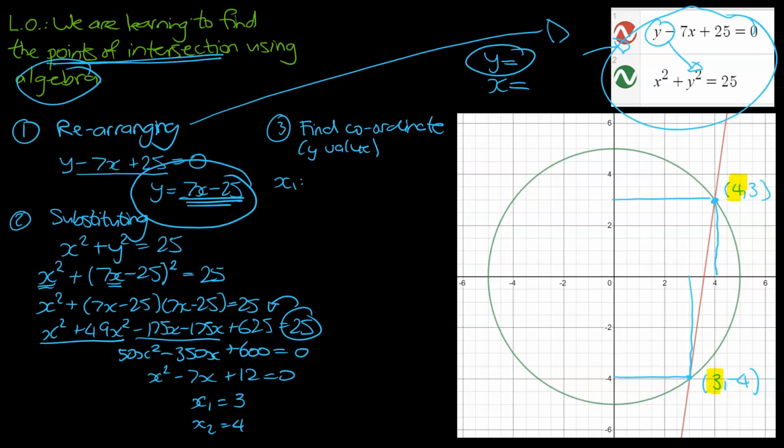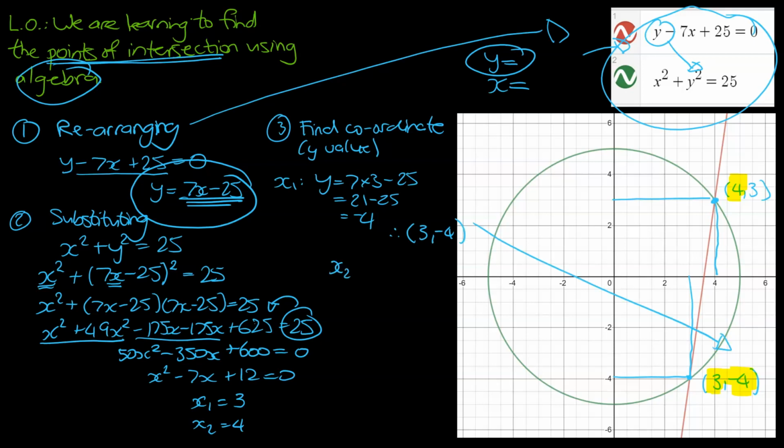Let's make our lives easier. So y is going to be equal to 7 times 3, and that's because our first value of x was 3, minus 25. That's 21 minus 25, which is equal to negative 4. And if you go back to our equation, we said positive 3, and now we figured out that y value there. So therefore, one point of intersection: 3, negative 4. And we've been able to prove the bottom one algebraically.